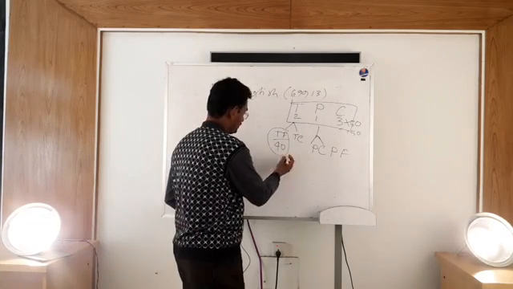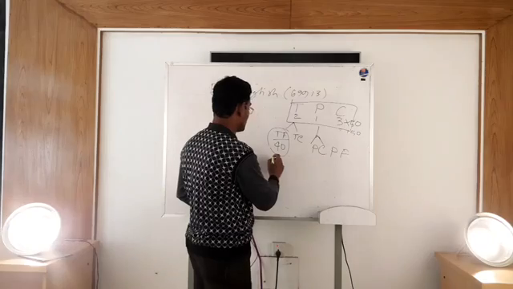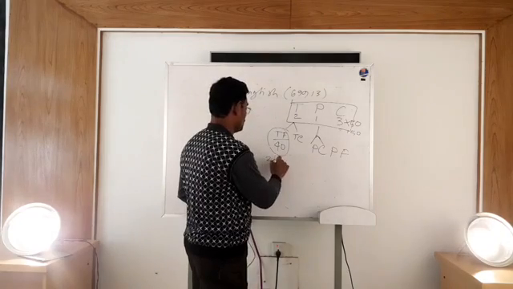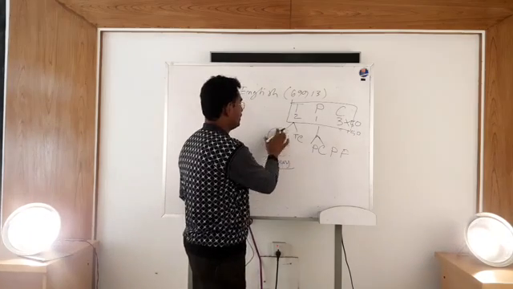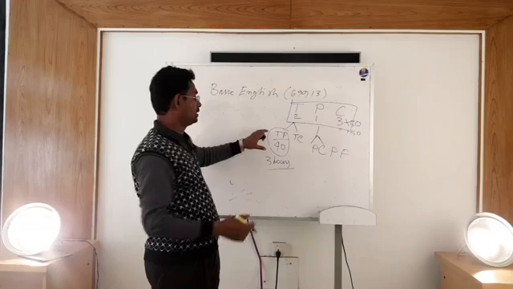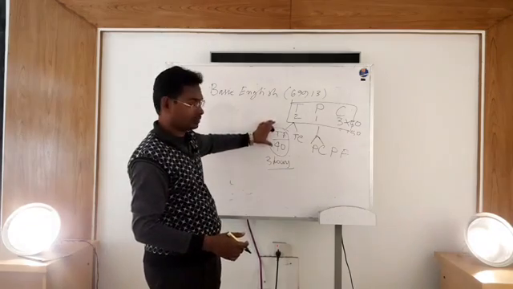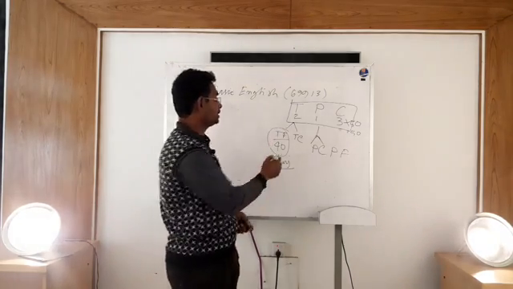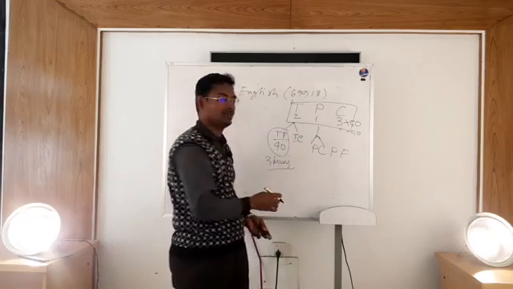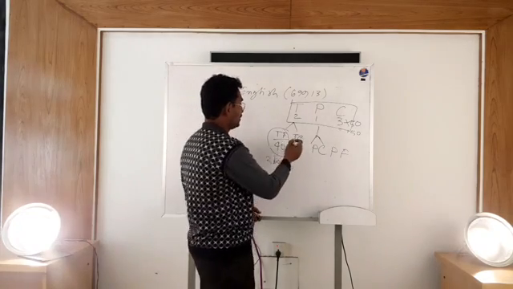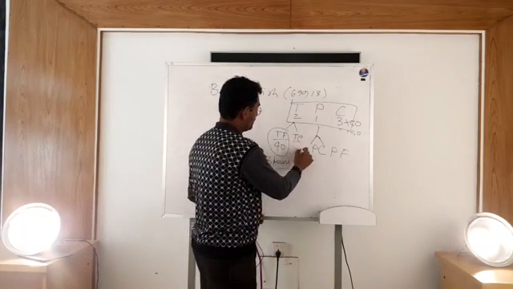3 hours time will be given for completing the theory final exam. Okay, next TC, that means theory continuous, and theory continuous total marks are 60.